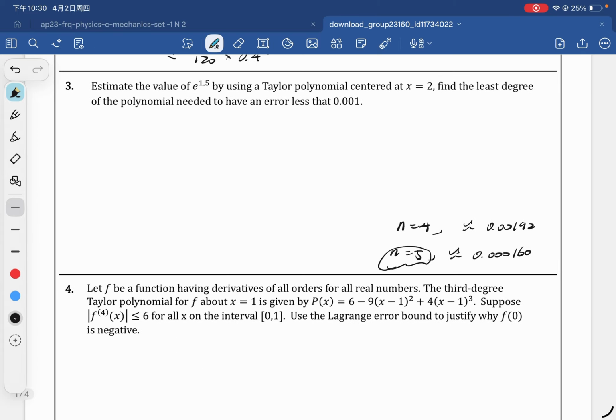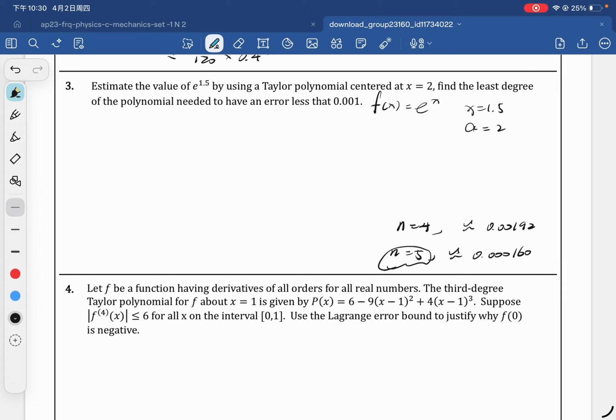Estimate the value of e raised to the power of 1.5 by using a Taylor polynomial centered at x equals 2. Find the least degree of polynomial needed to have error less than 0.001. The function is still f of x equals e raised to the power of x, where x is 1.5 and a equals 2 because it's centered at x equals 2.